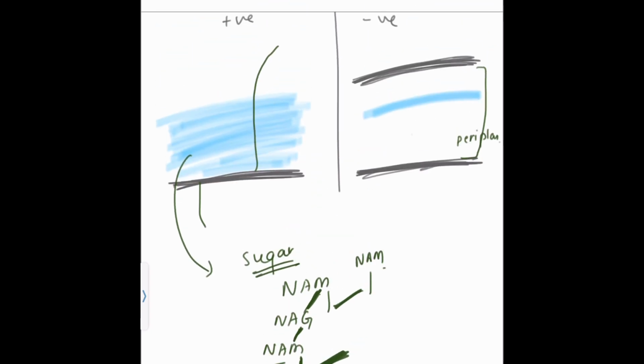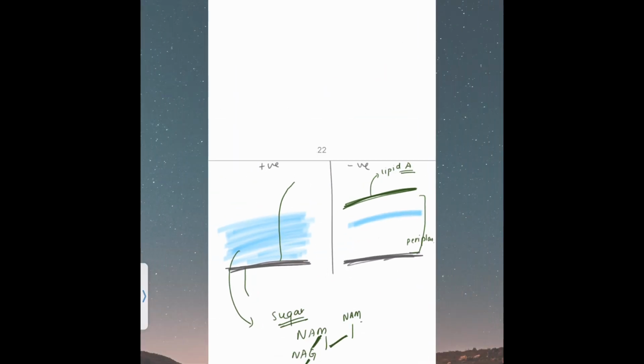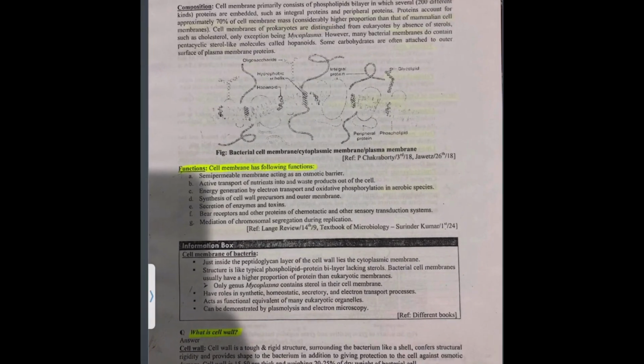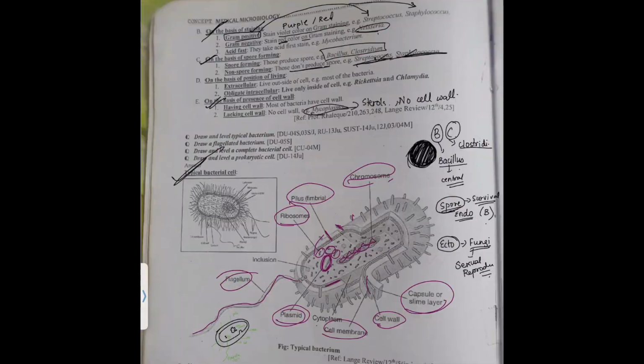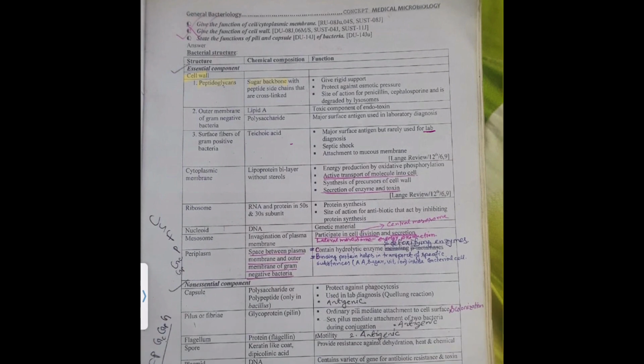Just a quick recap. The outer membrane is present in gram negative, and it has two components. Mainly lipid A, which is responsible for septic shock, and it has polysaccharides. Now let us continue our discussion. So till here we have completed the structure of the cell. Now let's go to the components.